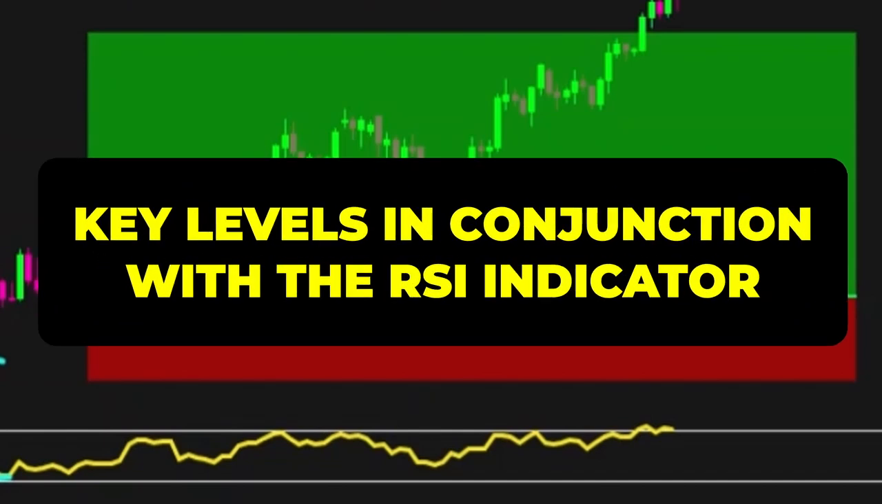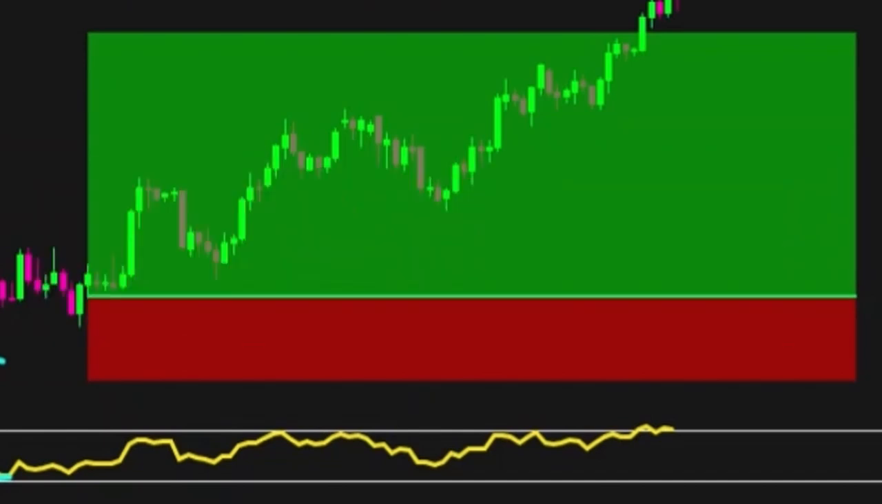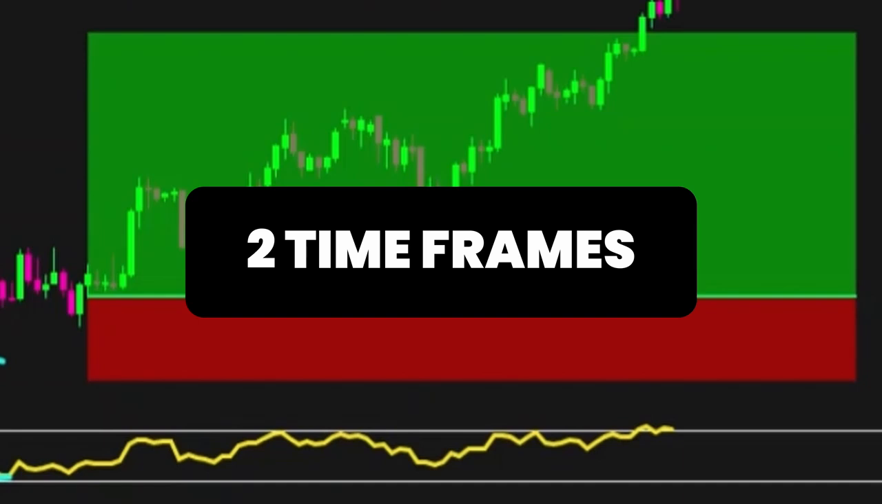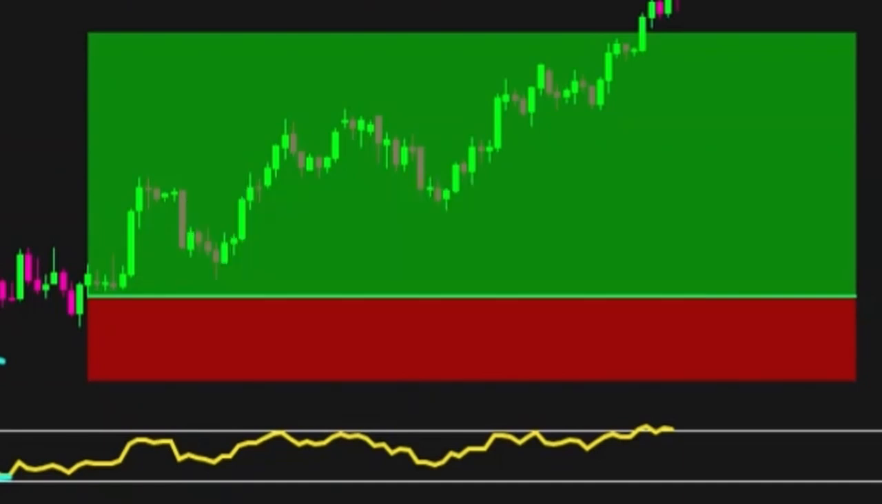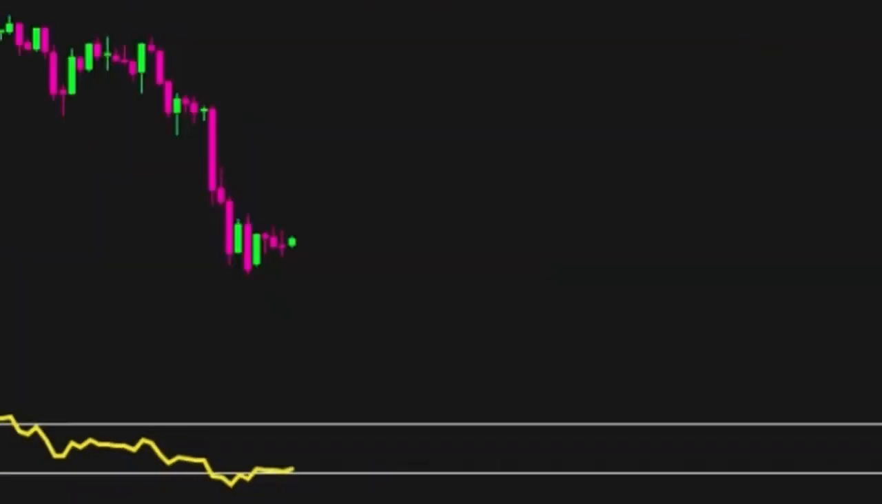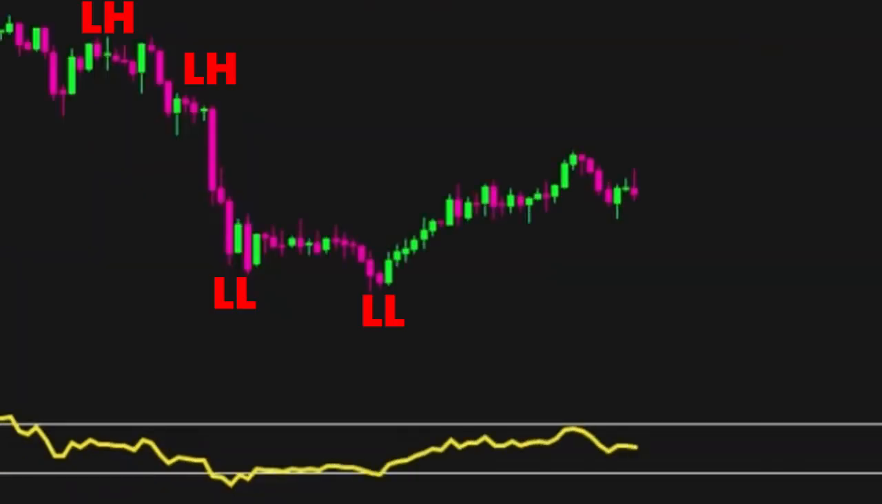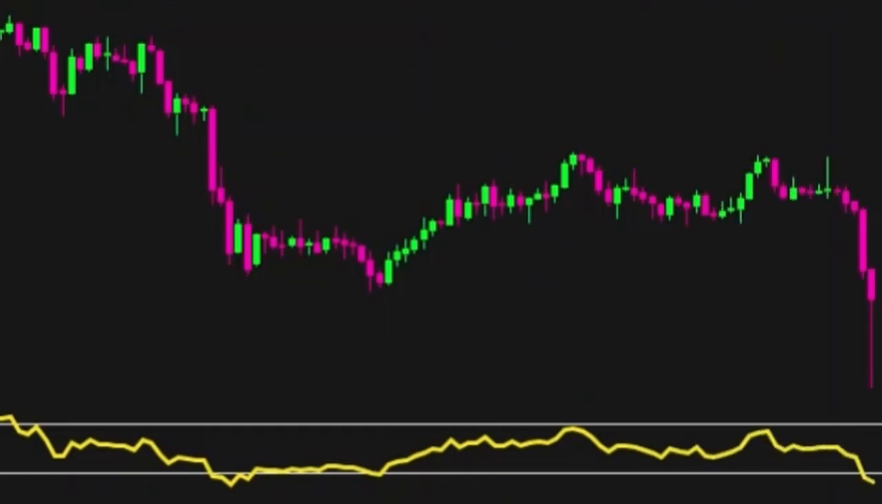In this strategy, we would use key levels in conjunction with the RSI indicator. And also, we would use 2 time frames in this strategy. Let us understand this strategy through an example. So here we have the chart of the market where it is making lower highs and lower lows. This indicates that the market is in the downtrend phase currently.